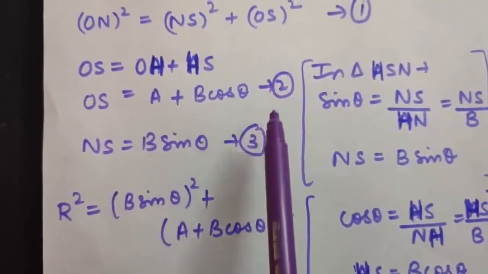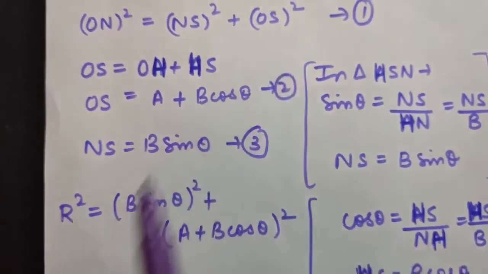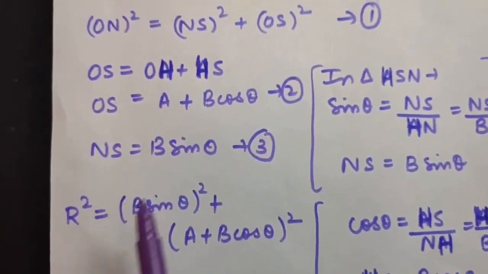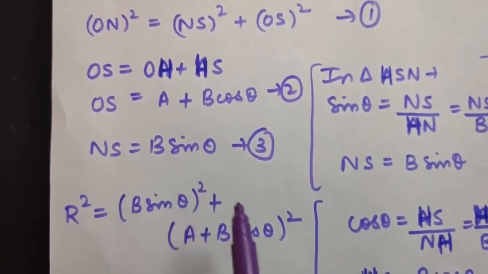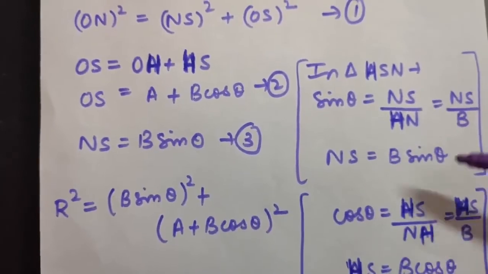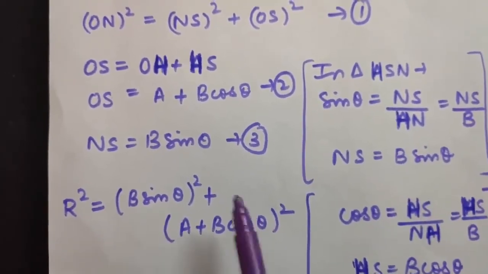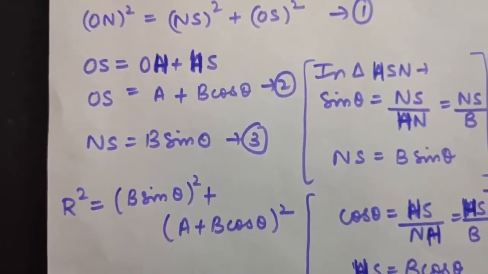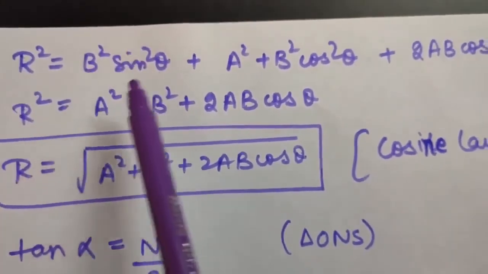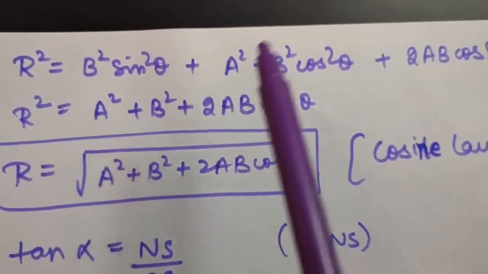Now put the value of 2 and 3 in 1. So ON is nothing but R. So that means R square will come equal to B sin theta whole square plus A plus B cos theta whole square, which we have calculated from these. Okay, so R square will be this. Now solve the square terms. So R square will be equal to B square sin square theta and A plus B cos theta whole square.